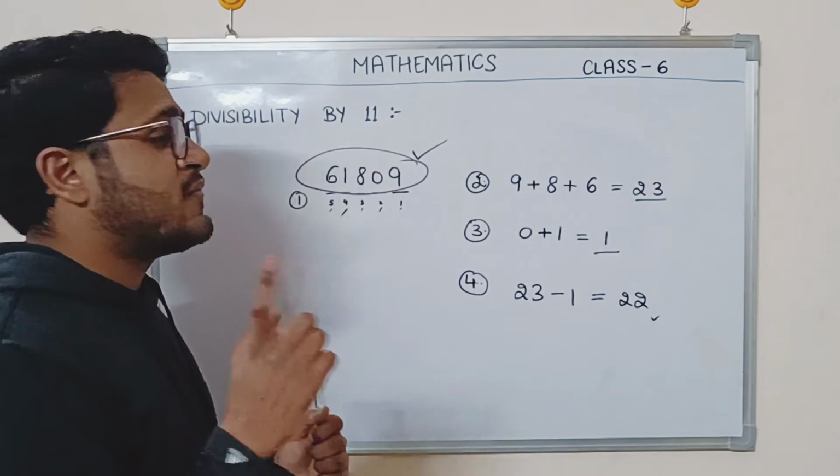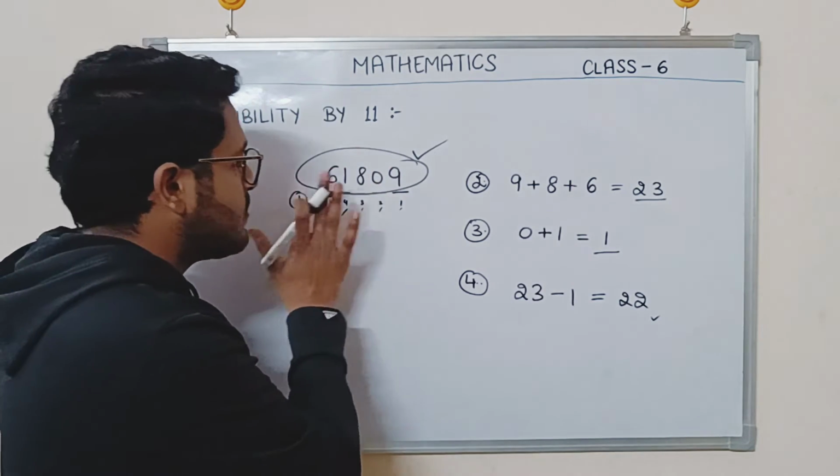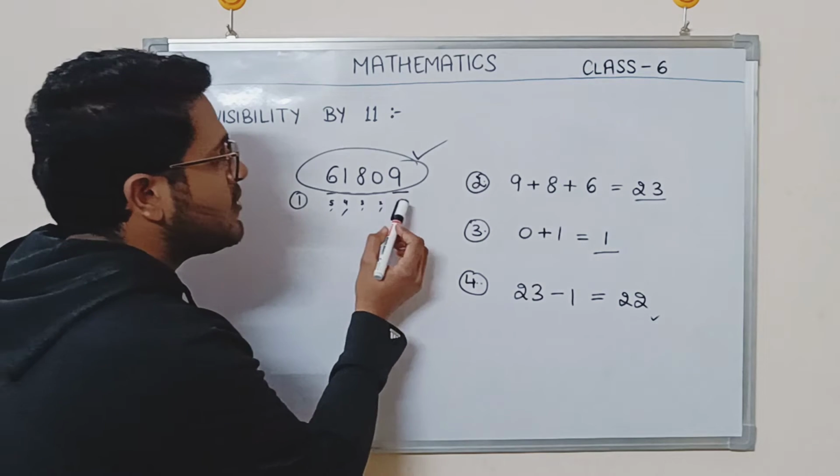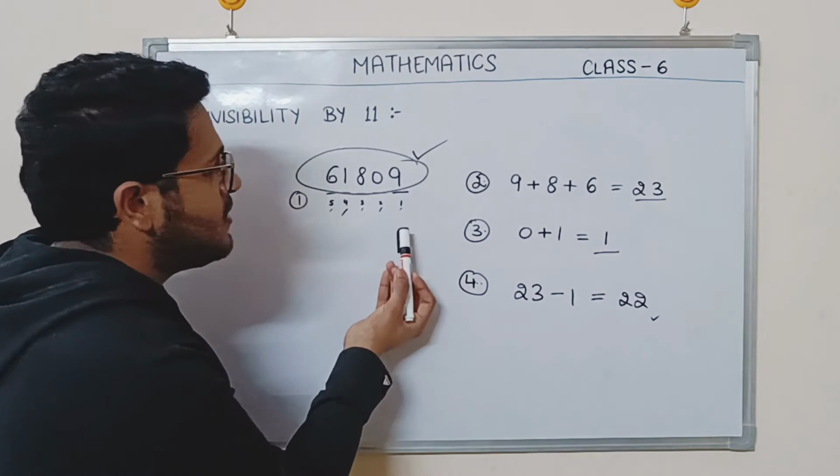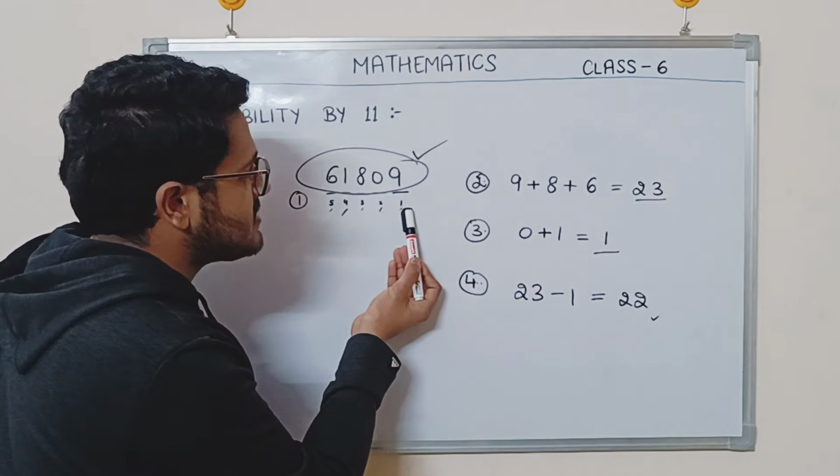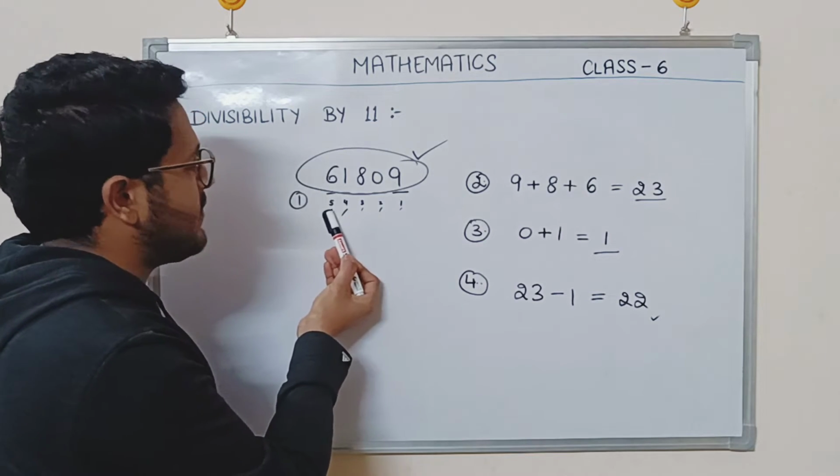So the first step is, whichever number we have, from the right hand side we will start numbering these digits. 1, 2, 3, 4, 5.